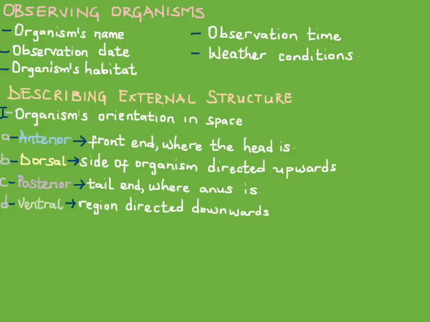The picture below shows how the various terms used to describe the orientation of an organism and its features are being used. However, in humans, the terms are slightly different, as can also be seen in the picture below. Here, superior replaces dorsal and inferior replaces ventral.